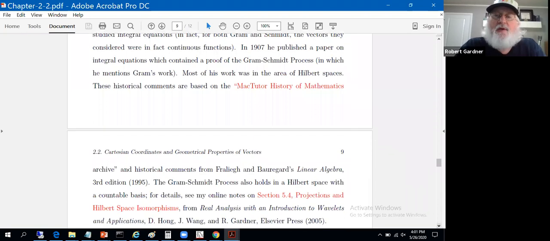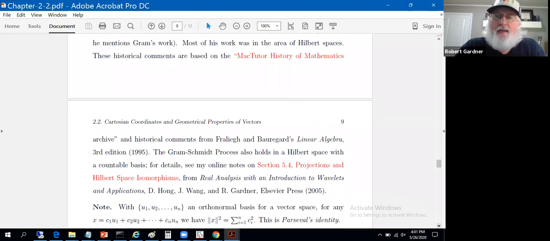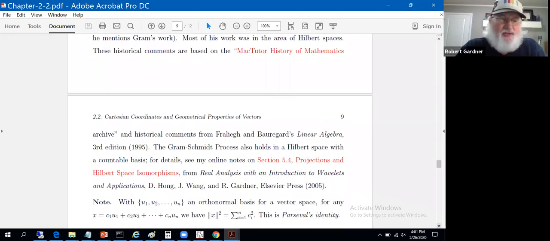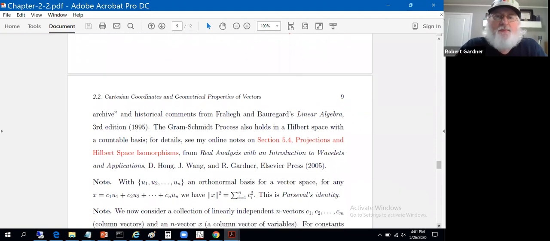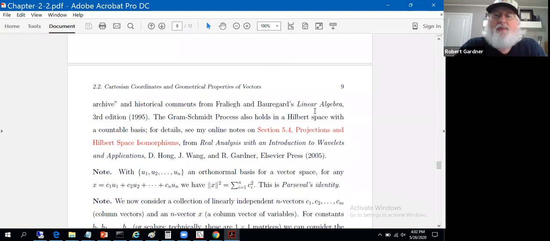These comments are from the MacTutor History of Math archive website. Excellent place for a whole bunch of history of math, some of it pretty mathy, technical. So it's a good reference to see who was doing what and when, to get some clue as to how some of these ideas fit in a bigger picture. And Fraleigh and Beauregard's linear algebra has a number of historical comments in it as well. So I borrowed from those two sources on this.